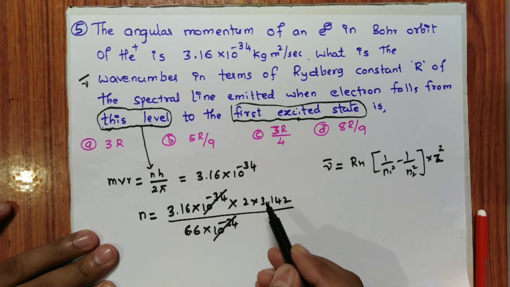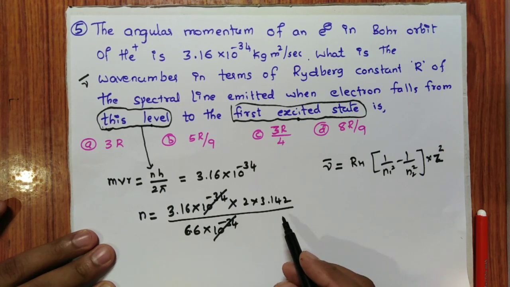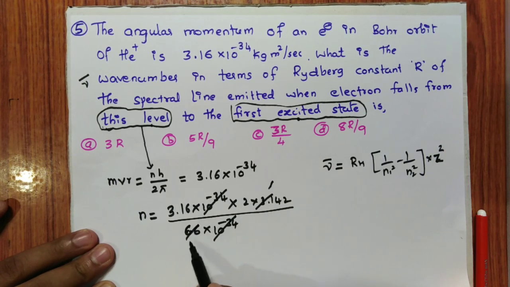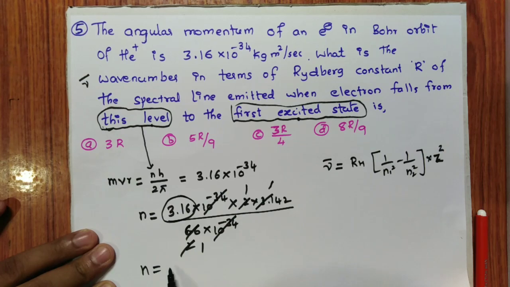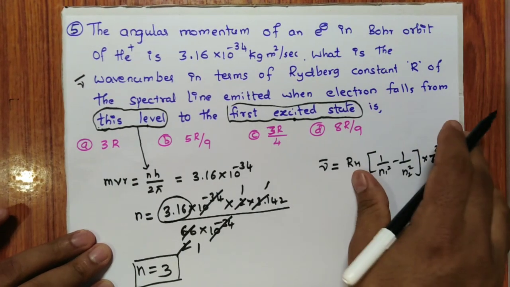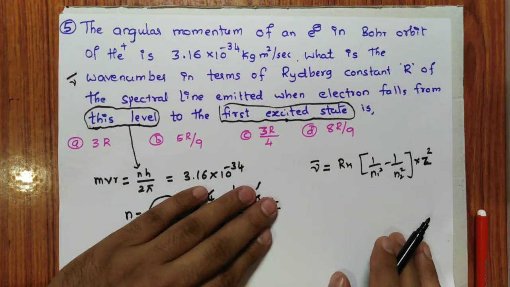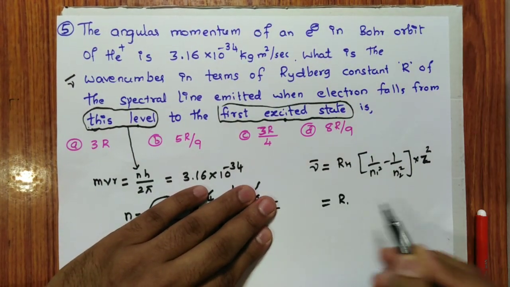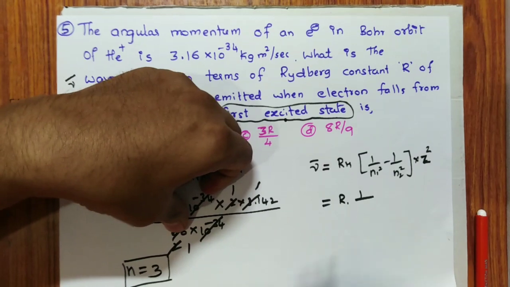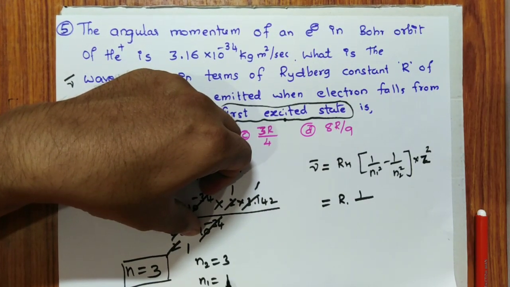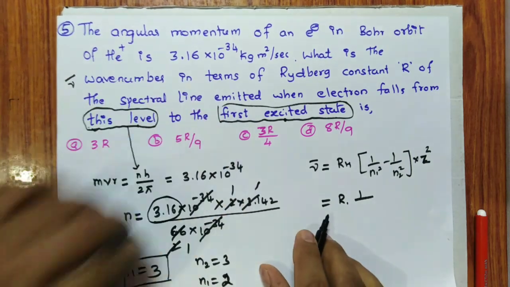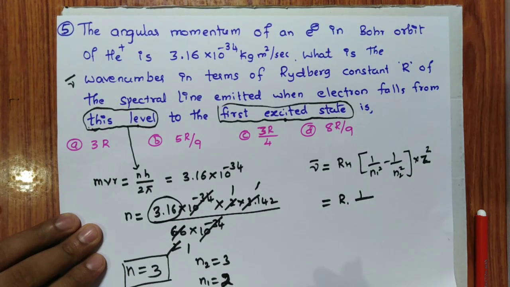See what is left. See here in this particular case, 3 ones are 3, twos are 6. So 2 ones are 2, ones get cancelled. The answer is nearest to 3.16, which means what can I take? So n is equal to 3 I can take here. So if n is equal to 3, this is nothing but n2. n1 should be 1, sorry 2, n1 should be 2. The first excited state is nothing but 2 here.